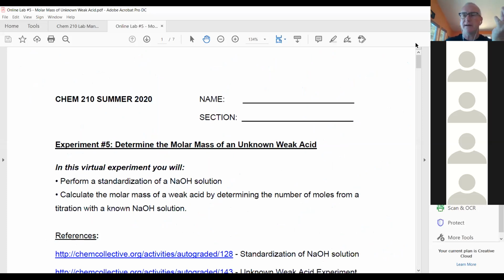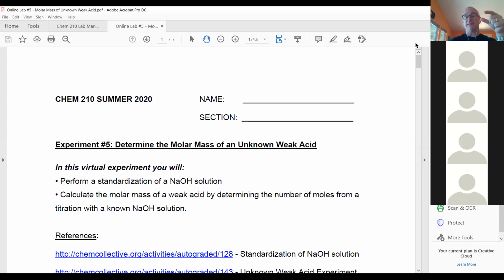Here we go. First we're going to do a standardization of the sodium hydroxide. We're going to get a solution of sodium hydroxide. It says it's 1.00 molar, but we don't know exactly what it is because it's got H plus in there from deionized water, and carbonic acid from people breathing in it. So it's going to be close to that, but not exactly. We'll do a standardization through a titration by adding a very precise amount of weak acid.